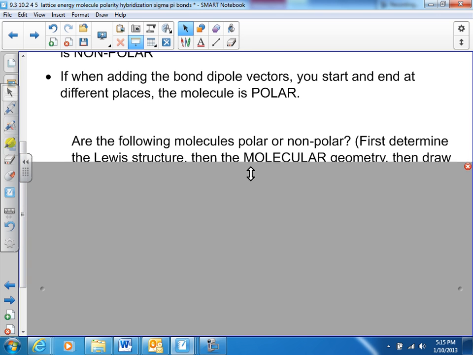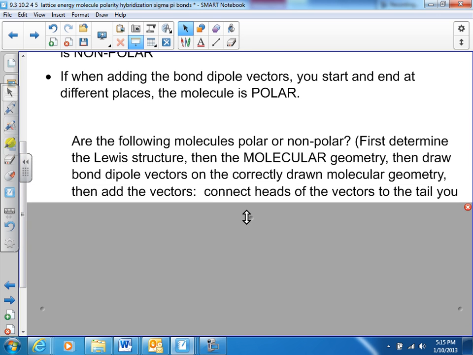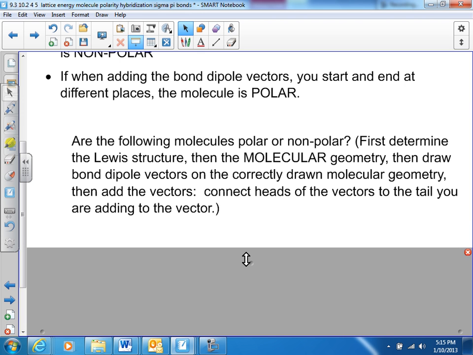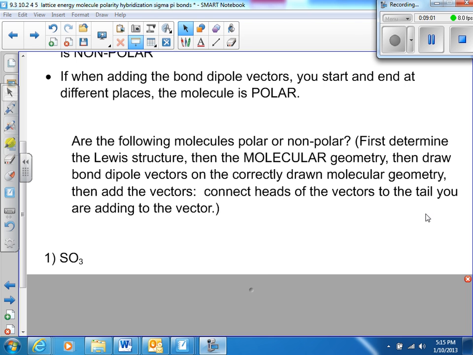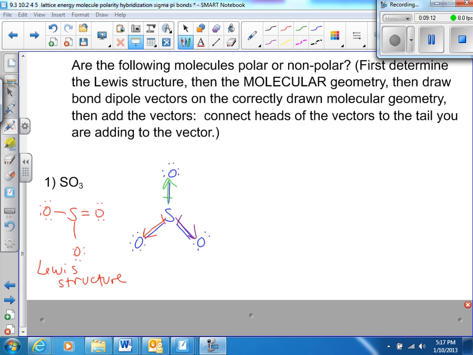What is this vector addition stuff? What am I talking about? So we're going to do some problems. We're going to find out if the following molecules are polar or nonpolar, and I've given you some information about the order in which we should do the steps. So first you need to have your Lewis structure and the molecular geometry. We've already done the Lewis structure several times for SO3, and it is trigonal planar, so I'm just going to put that up there. Okay, so I've put up the Lewis structure, and this molecule will be trigonal planar.